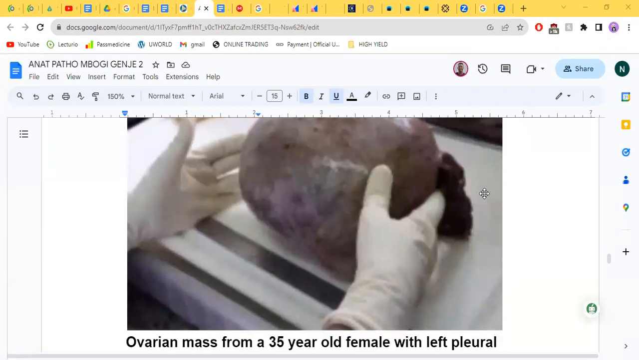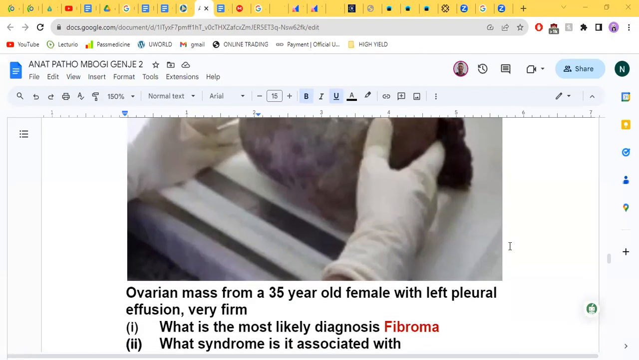Yeah. So what will be our diagnosis? Ovarian fibroma. Yes, correct. Nate, can you go down? So the most likely diagnosis is fibroma. What syndrome is associated with the above? So can someone tell us what syndromes are associated with the above diagnosis?